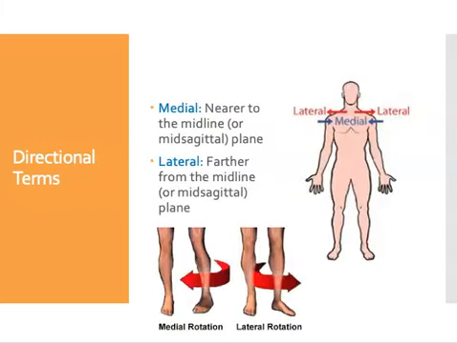The next pair of terms is medial and lateral. To understand these terms, we have to understand that when the human body is facing us, we could draw a line right down the center of that body, dividing it into equal mirror images, equal halves. When you use the word medial, you're describing something being nearer to that midline.